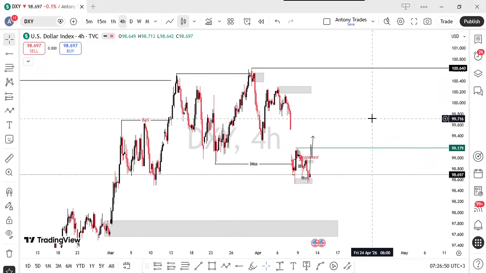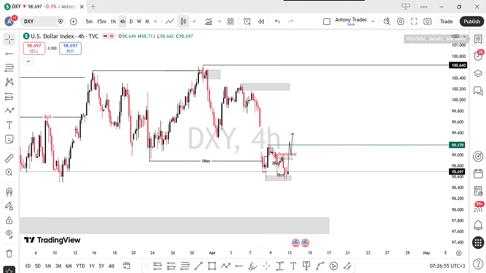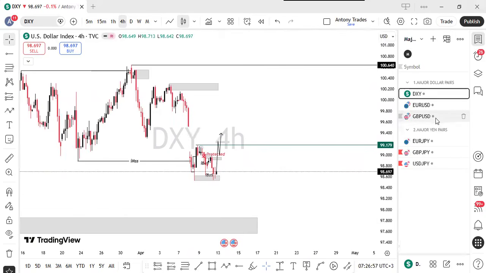So that is my thorough analysis on DXY, guys. So make sure to pay attention to that. I don't know what your analysis is. Maybe you can tell me in the comment section.